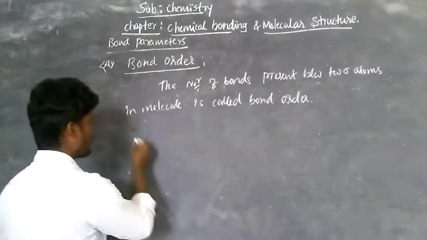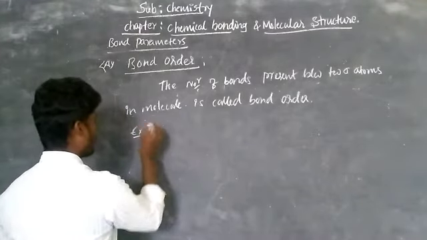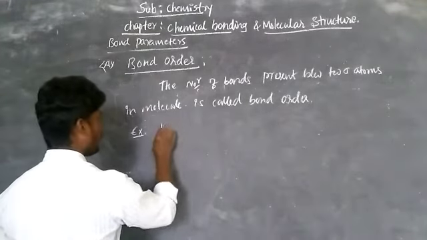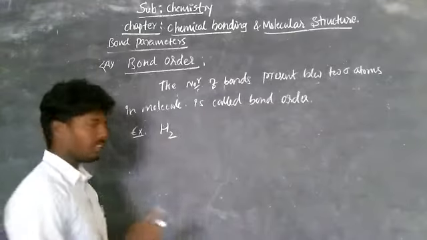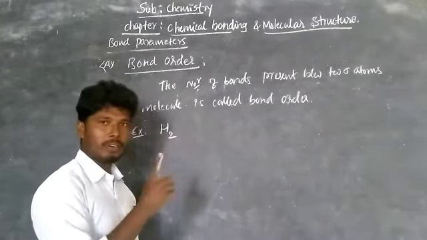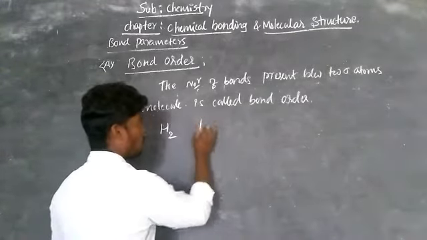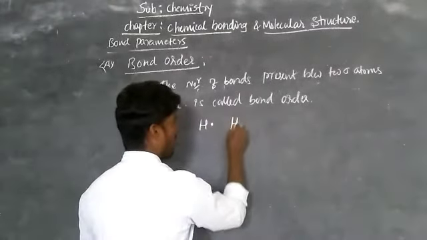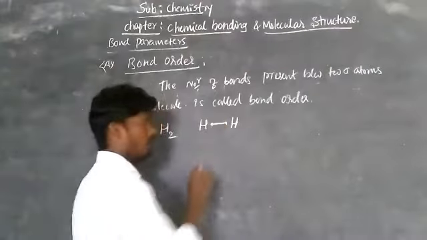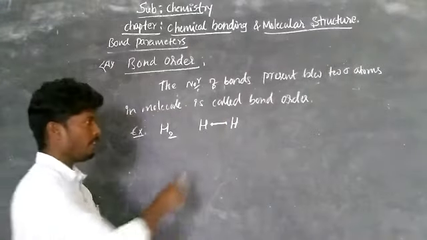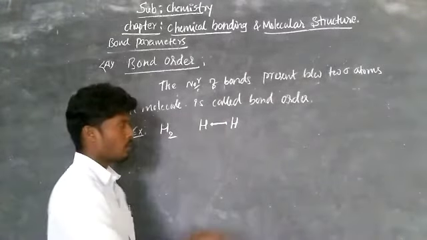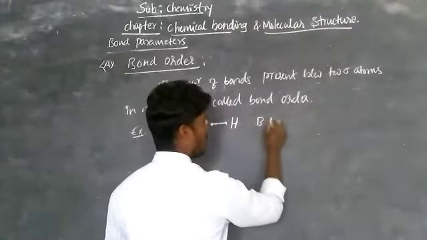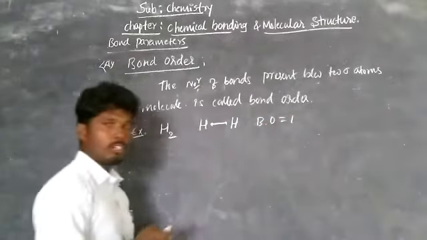For example, observe, if you take a hydrogen molecule H2, here the hydrogen has only one electron in its valence shell, right? So you know hydrogen has only one electron. The one electron is shared with another atom to make a bond. That is only one bond present between hydrogen and hydrogen. So the bond order is 1. That is, bond order is equal to 1 in the hydrogen molecule.